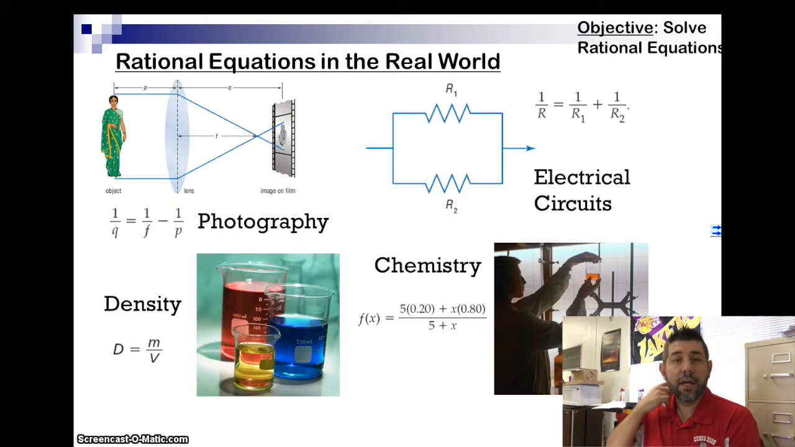I do want to say that we have rational equations in real life situations. They happen a lot in physics, when we're dealing with photography and the reflection and refraction of light on lenses. We use 1 over q equals 1 over f minus 1 over p. We also use them in electrical circuits, density, and chemistry. They're used in different places in science.